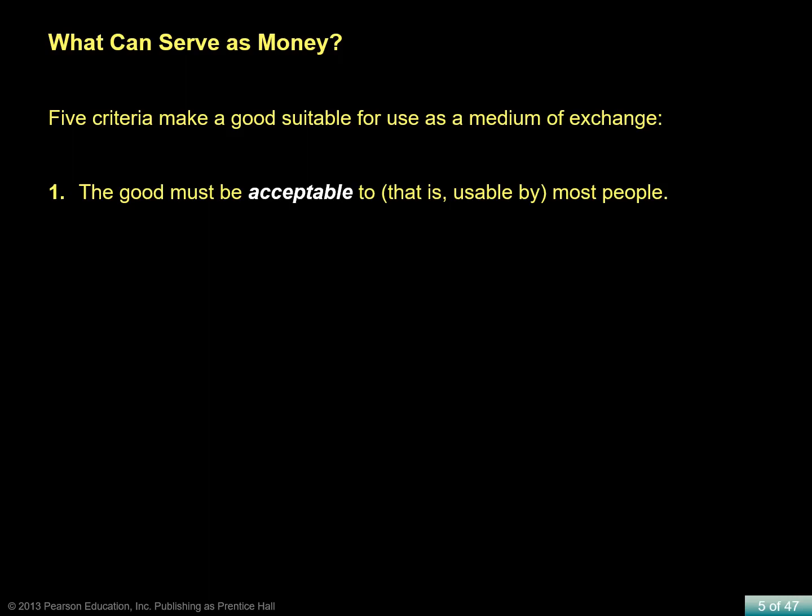There are 5 criteria that are necessary in order for that to be satisfied. The first one is that the good must be acceptable by most people. So most people won't accept my dirty shoes as money. So it doesn't really fit the bill, no pun intended, while dollars do. Most people accept dollars as a form of compensation.